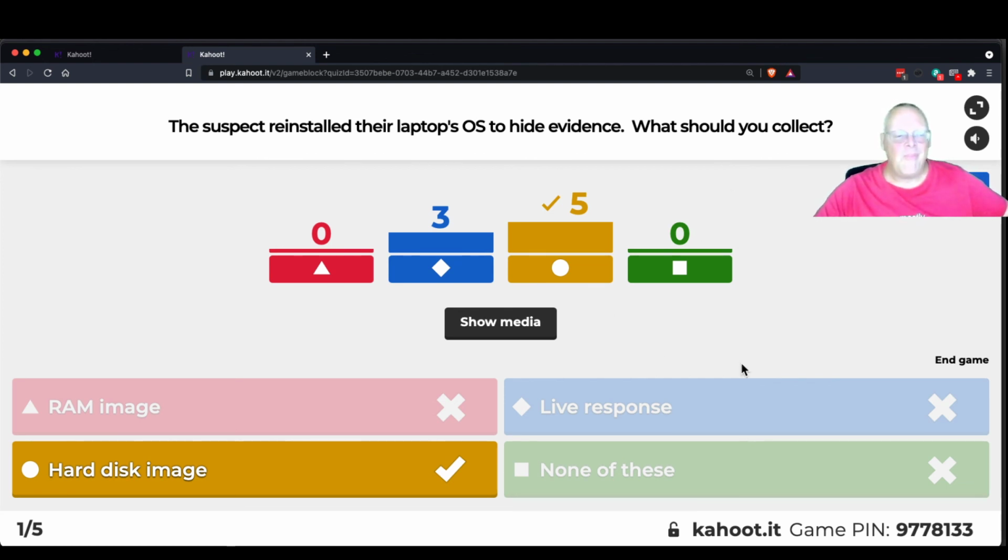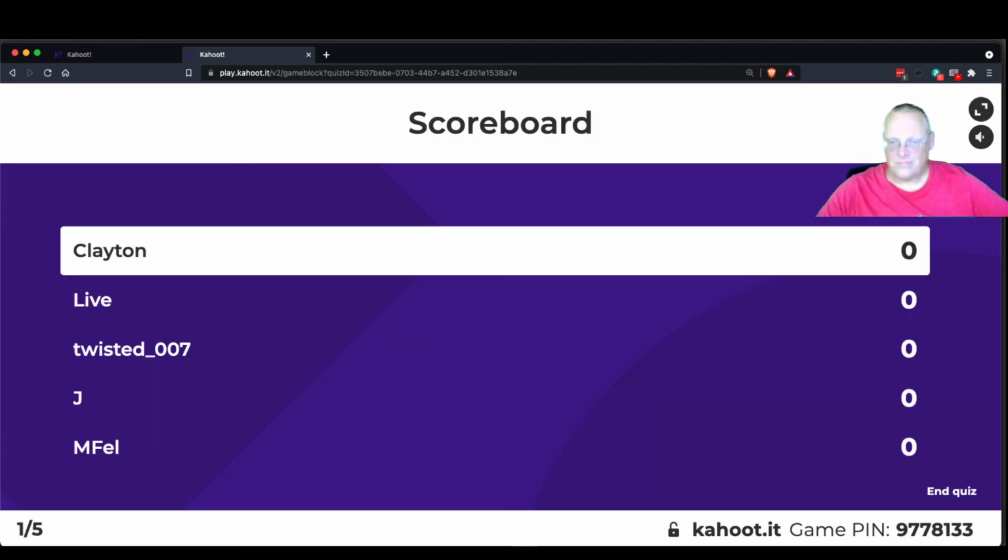So anyway, you do need the whole hard disk image, because you need to find the data that is no longer in the master file table. It's no longer live data, so you're not going to find anything in a live response or a RAM image, but you are going to find slack space, areas of the hard disk that still have old data left in them. All right.